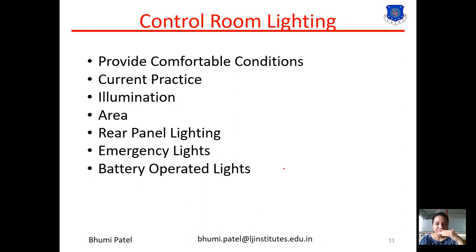Now the next one is what type of battery operated light we can use. We can use generator, steam or gas driven lights. Emergency light would come from those sources. So these are the topics for control room lighting.